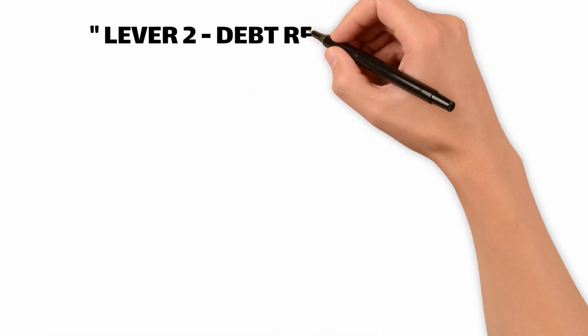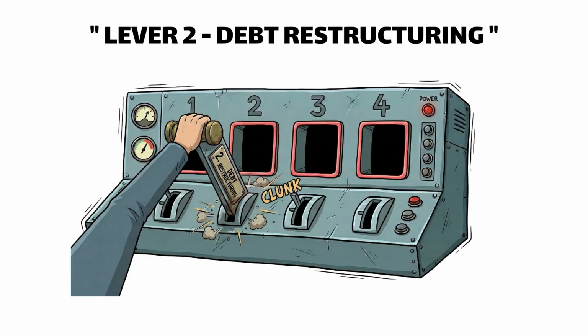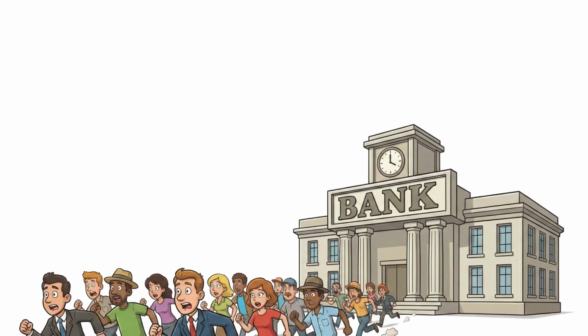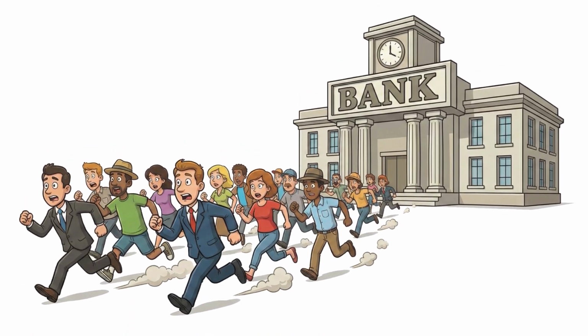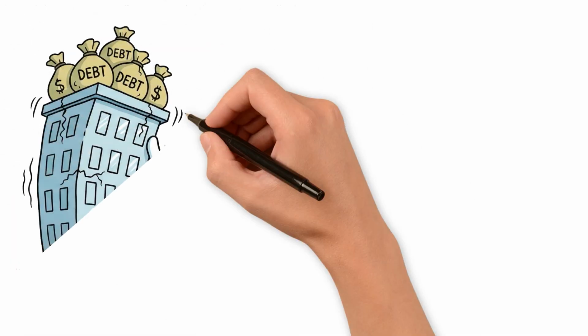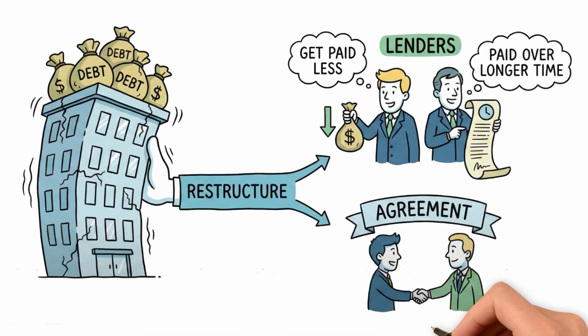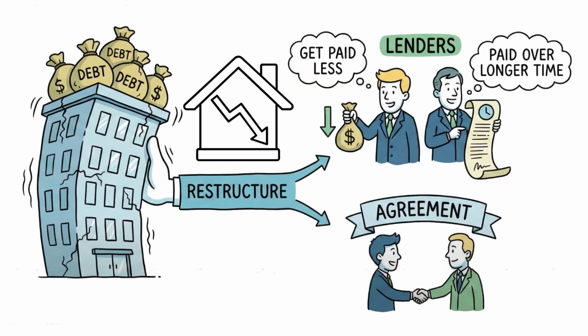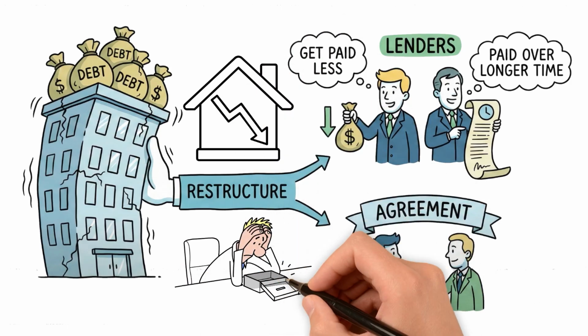Lever 2, debt restructuring. As people default, banks get nervous. Depositors rush to withdraw their money because they fear the bank will run out of cash. To stop the collapse, debts are restructured. Lenders agree to get paid less or get paid over a longer time. This is better than nothing, but it makes asset values disappear, which makes people feel poorer.